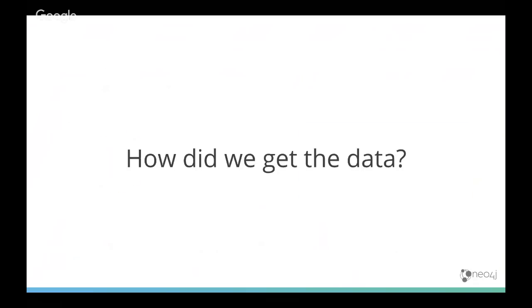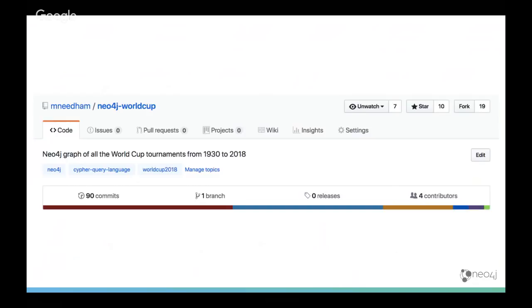So how do we get the data? Just a brief explanation of this. If you want to grab this data, it's sitting in this repository. If you search for github.com mneedham Neo4j World Cup, you can see all the scripts that we've got in there.